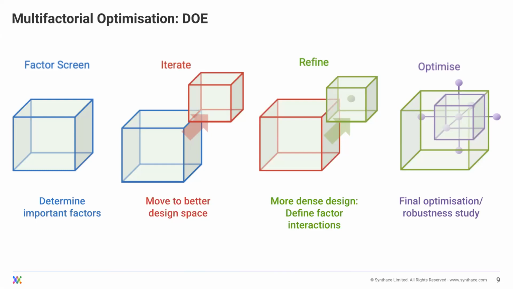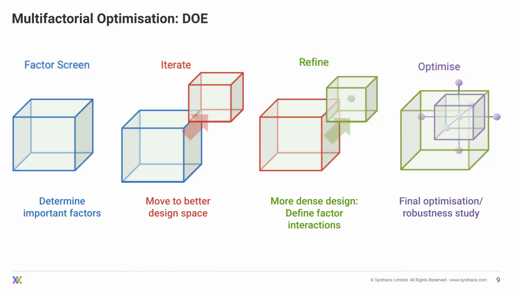And so as Marcus touched on, you have factor screening stages where you're looking to determine which factors are most important. So you start off with lots of factors, which ones are having the most impact on my system. The ones that aren't, we can put to the side and take the ones which are having an impact forwards. Iterating is when we're moving to a better design space. So out of those factors we're deciding to keep, which ones are having the desired effect on our response.